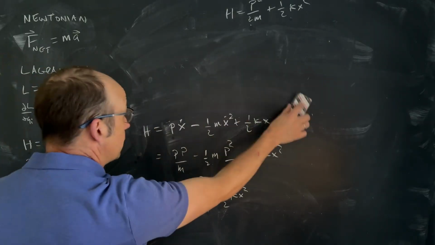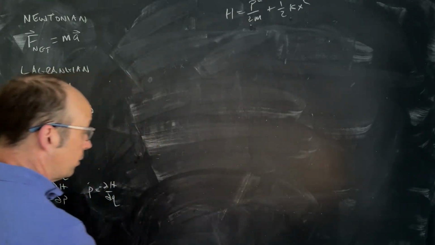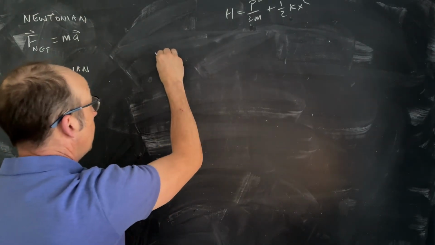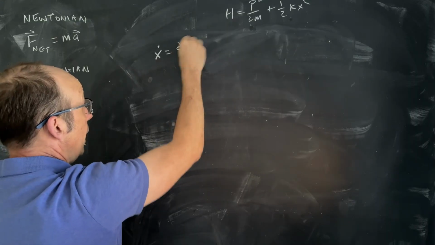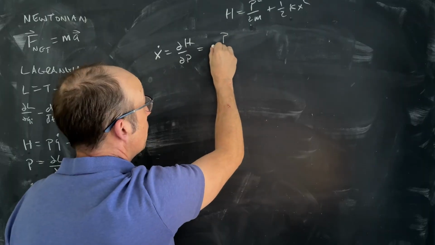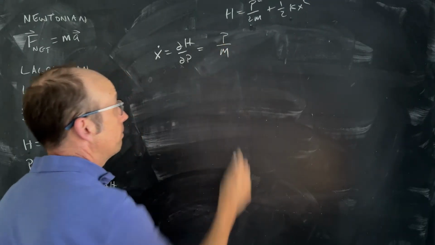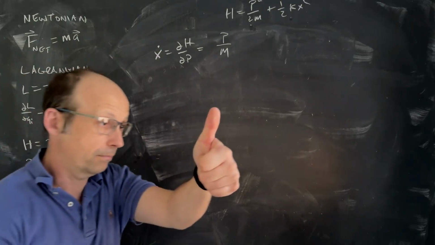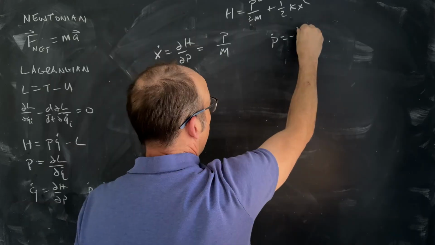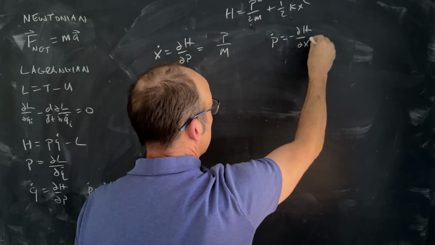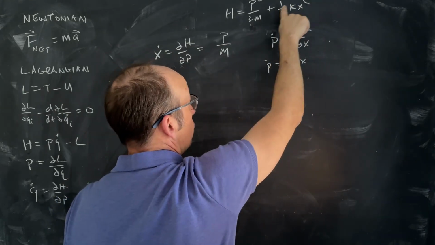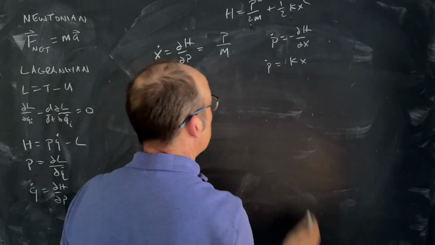Now I can use this to apply the Hamilton equations. I'm going to start right here. X dot is the partial of H with respect to p. So if I take the partial with respect to p, I get 2p over 2m, or p over m. Now I'm going to do my other one. P dot is negative the partial of H with respect to x. So p dot is going to be negative kx, right? So I bring the 2 down, and I have 2 over 2 kx, negative.